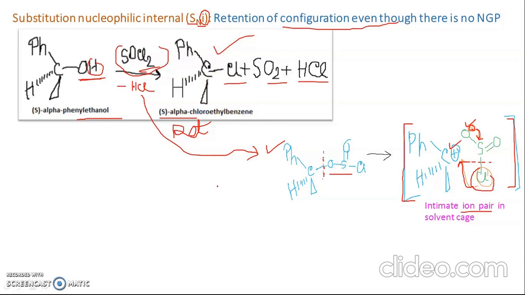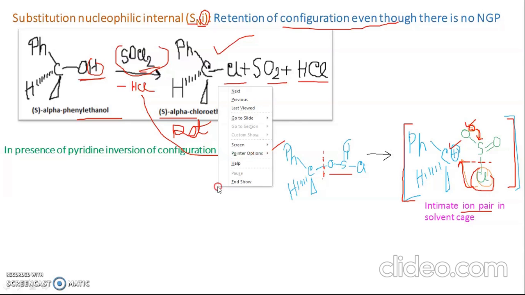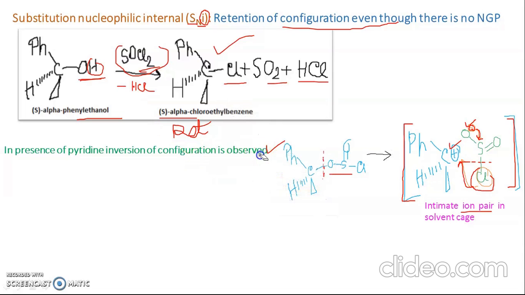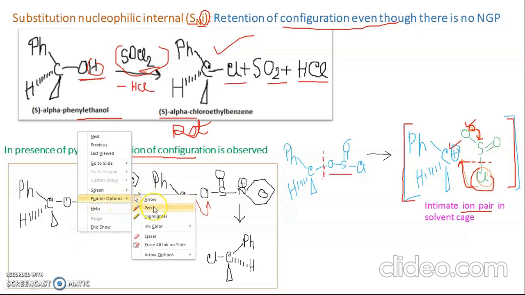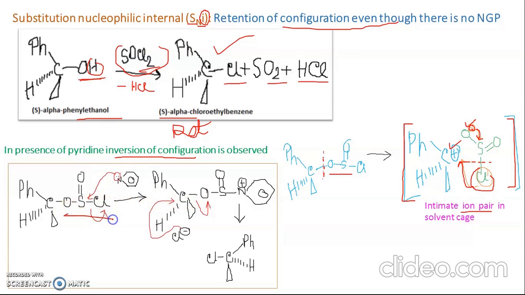Now another point I want to discuss here is that in the presence of pyridine, inversion of configuration is observed. So when you are using pyridine, what is the difference that is taking place? Now you are not getting retention, so something else must be happening. So in the presence of pyridine, what happens? Again I have drawn the same structure, just like that.